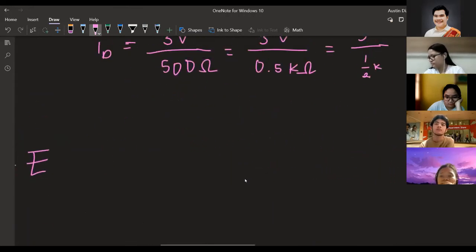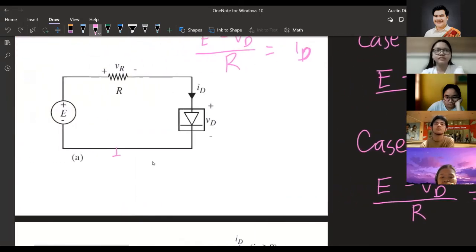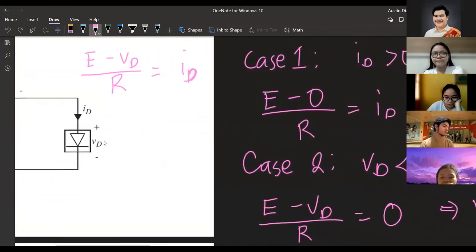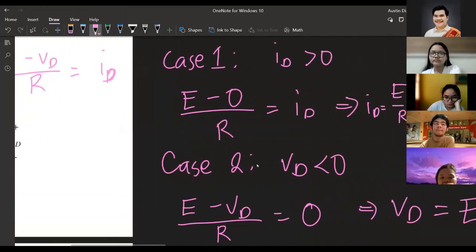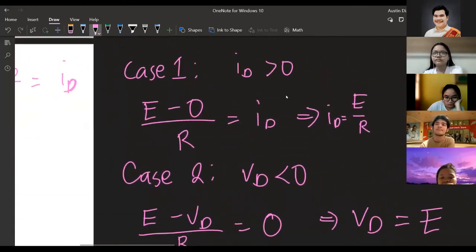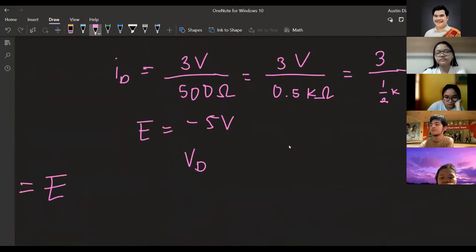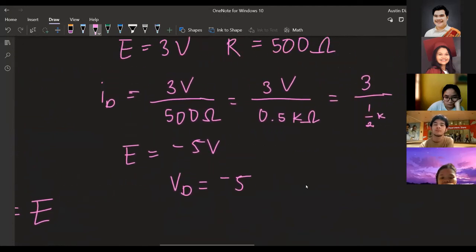Okay, and then kapag negative 5, another example, definitely makukuha mo na pag negative 5 doon, mapansin mo agad na yung voltage mo dito ay less than 0. Therefore, case 2 applies. Abandon mo na agad si case 1. Then that tells you that the diode voltage is negative 5. Okay?